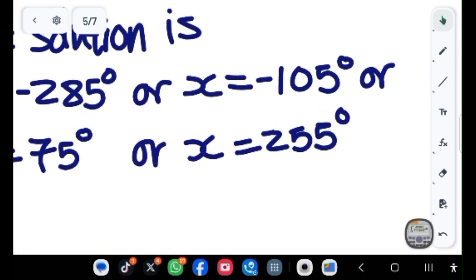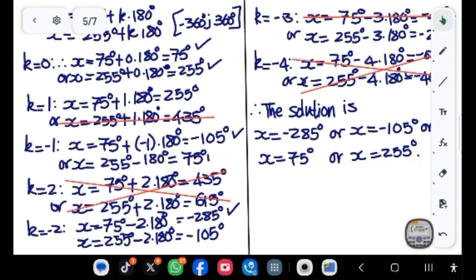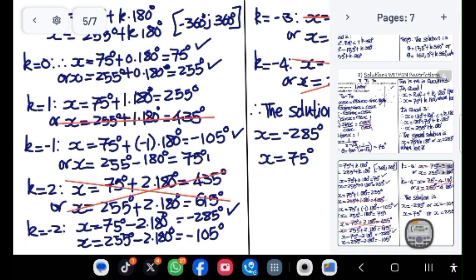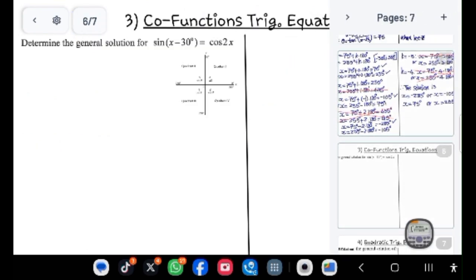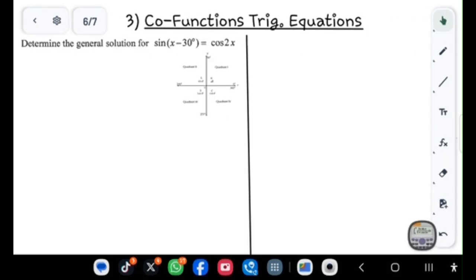This is the solution. That is the final solution. And that's how you find a solution that is within a restriction. In other words, a specific type of solution within the restrictions.